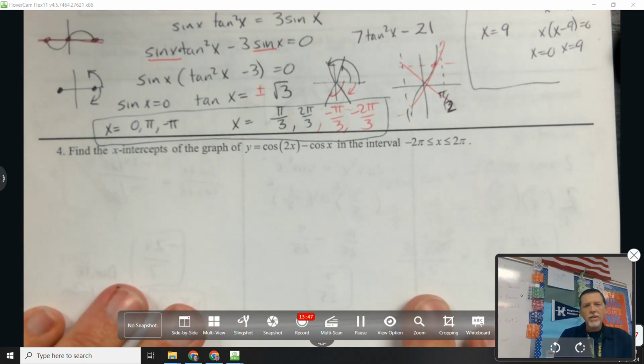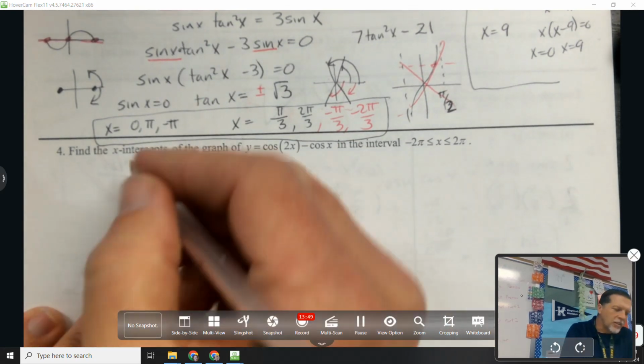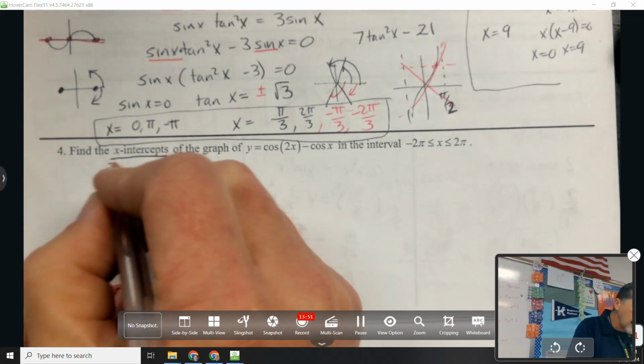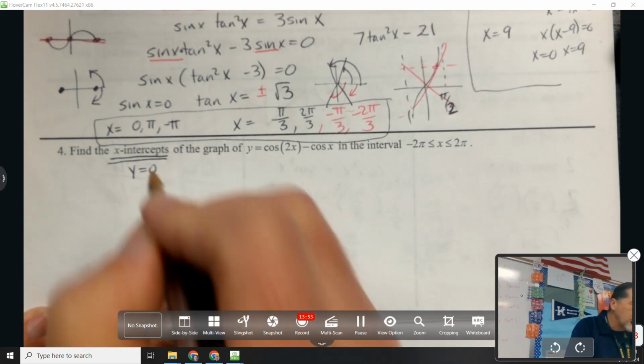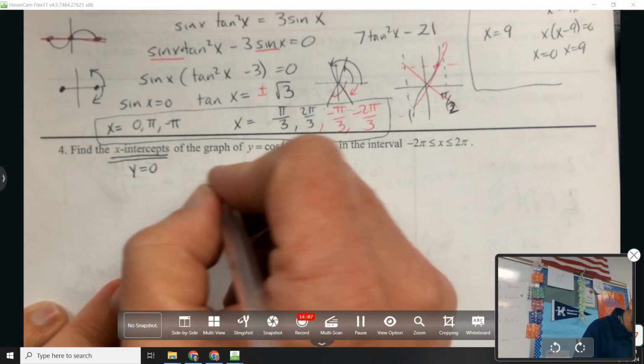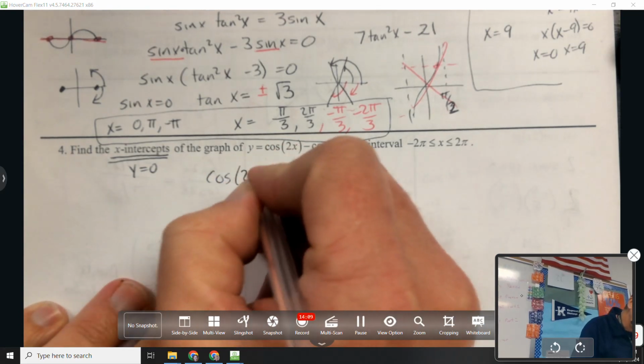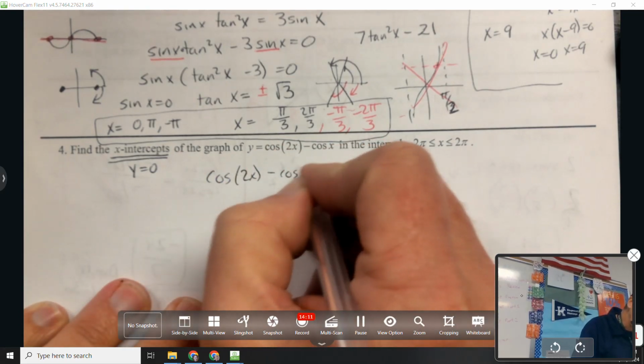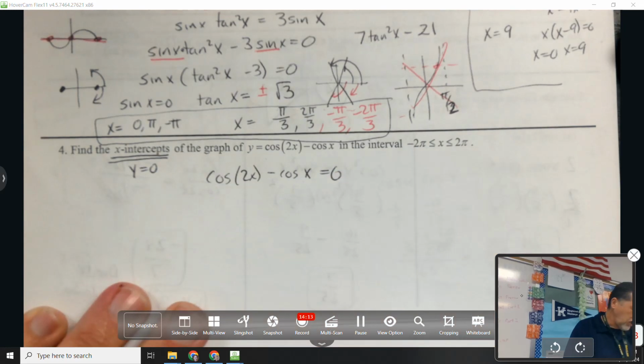Number 4. Find the x-intercepts. So that's where y equals 0. We're sort of as algebra view built in. Like how many different ways can we say set it equal to 0? Find the zeros. Find the x-intercepts. Set it equal to 0. Set them equal to each other. Cosine of 2x minus cosine of x equals 0.